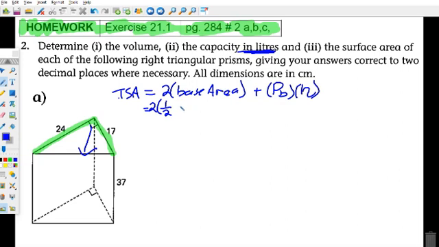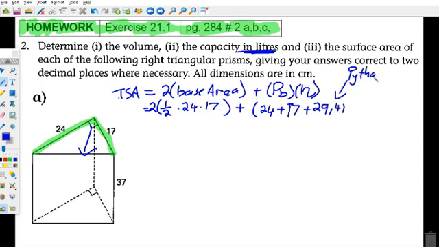Okay, so my base is going to be half times 24 times 17 plus my perimeter, it's 24 plus 17, plus, now I got this 29.41. How did I get that? Pythagoras. Okay, we'll look at another example. And then we'll multiply it all by my height. There's my height there, 37. Okay, so plug that in nicely into your calculator. So you're going to say, all that 24.